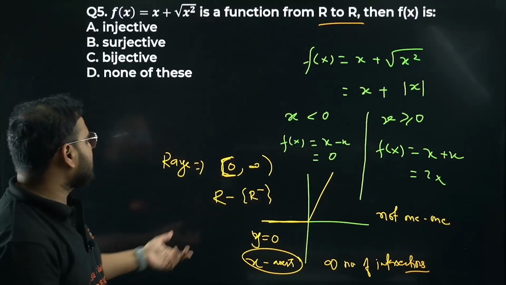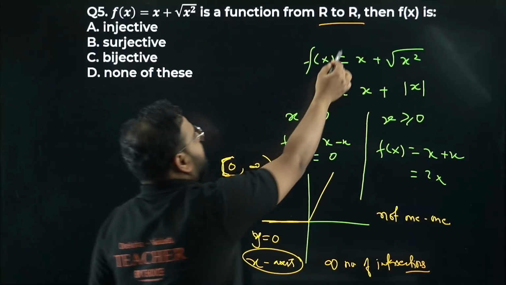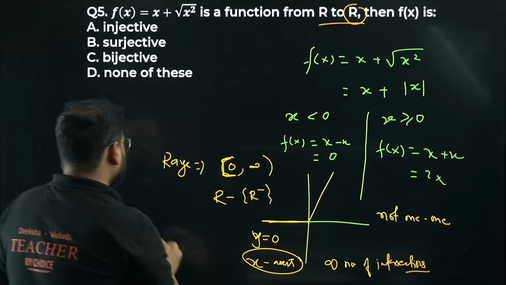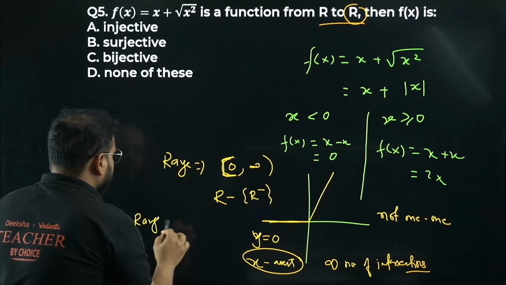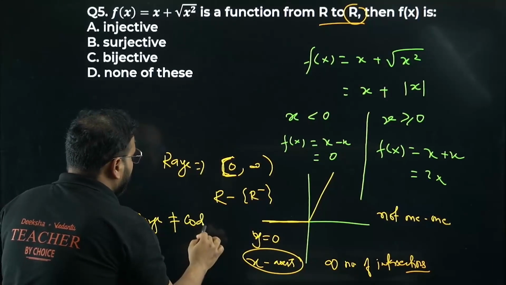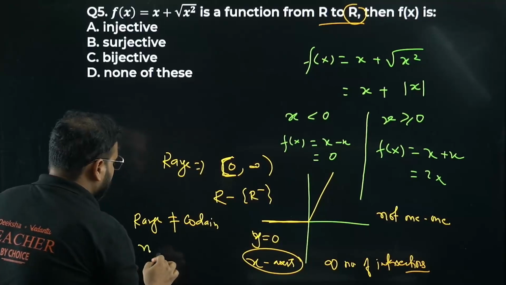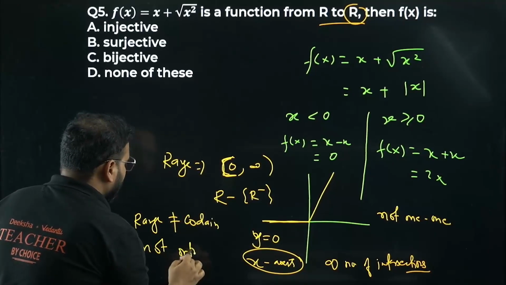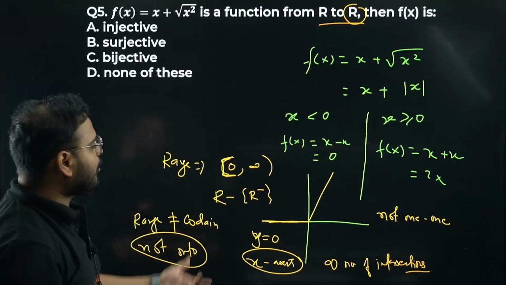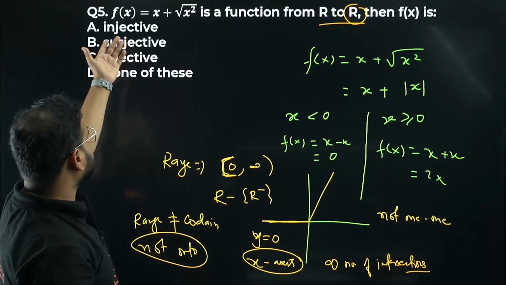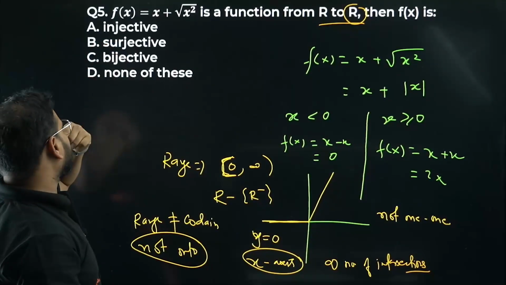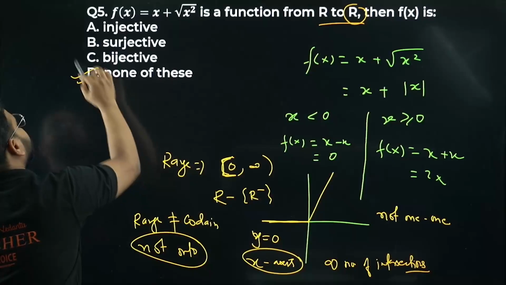But what is the codomain? Codomain is all real numbers. What we can say? Range is not equal to codomain. Means what? Not onto. So not 1-1, not onto. Injective is not possible because this is not 1-1. Bijective is not possible. So the answer is option number D.